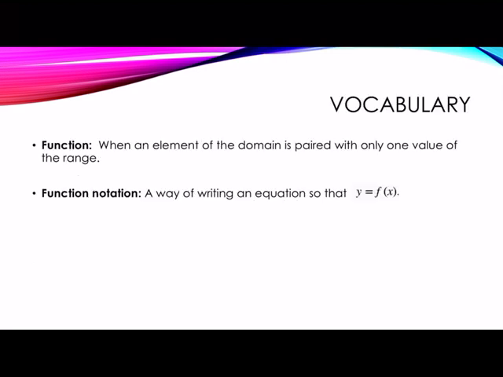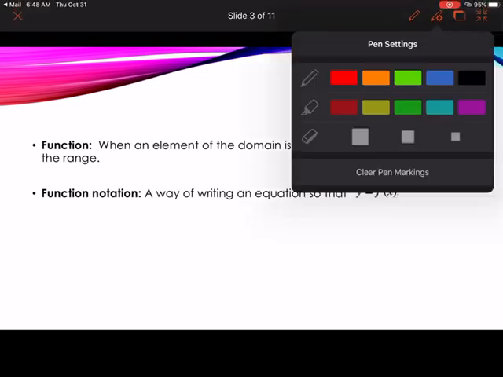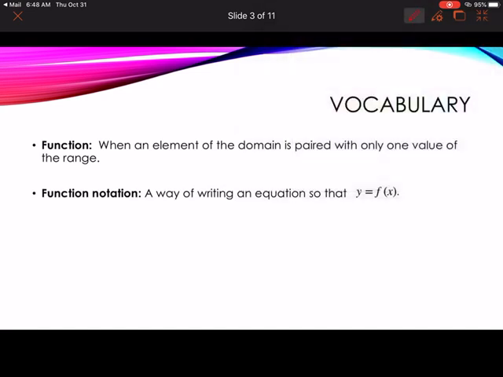So functions: when an element of a domain, which means the x value, is paired with only one value of the range, that's the y value. A way of writing an equation is y equals f of x. This is important. It means that when we have y in an equation, you can exchange that with f of x.